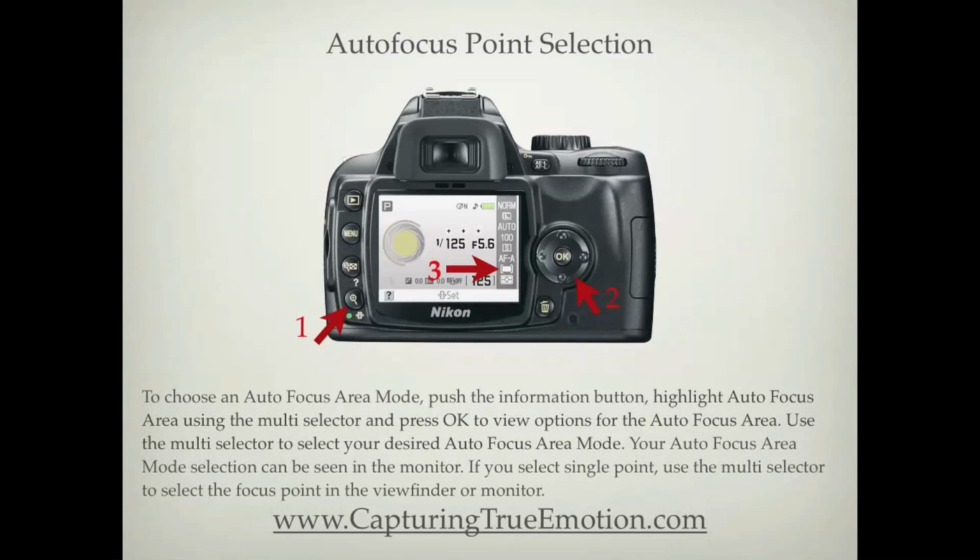To choose an autofocus area mode, push the information button, highlight autofocus area using the multi-selector and press OK to view options for the autofocus area. Use the multi-selector to select your desired autofocus area mode. Your autofocus area mode can be seen in the monitor. If you select single point, use the multi-selector to select the focus point in the viewfinder or the monitor.